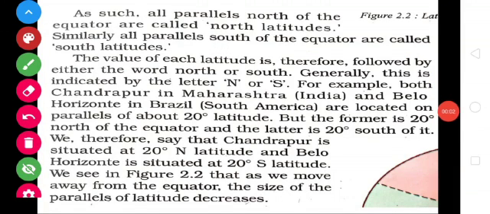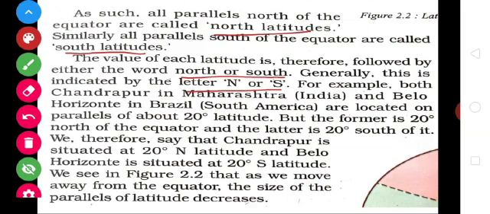As such, all parallels north of the equator are called north latitudes. Similarly, all parallels south of the equator are called south latitudes. The value of each latitude is followed by either the word north or south, and generally this is indicated by the letter N or S. For example, 20 degree N indicates north, and 20 degree S indicates south.